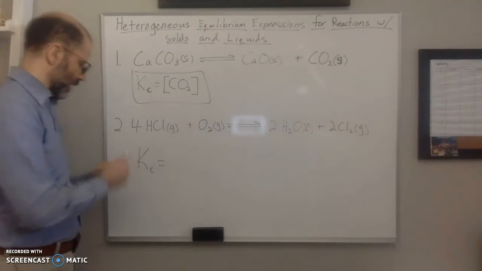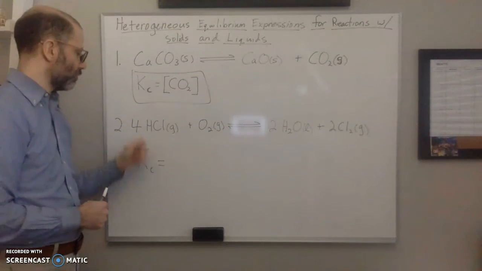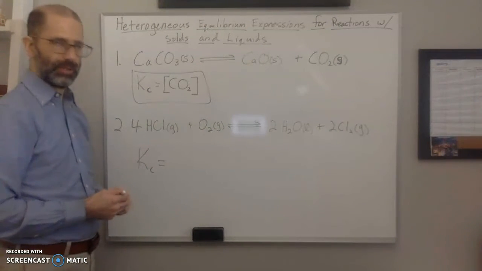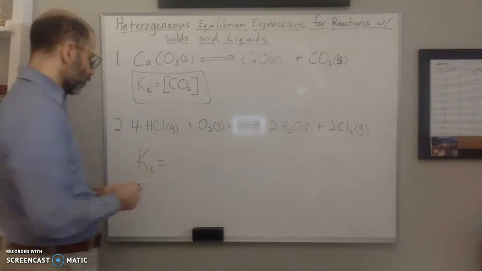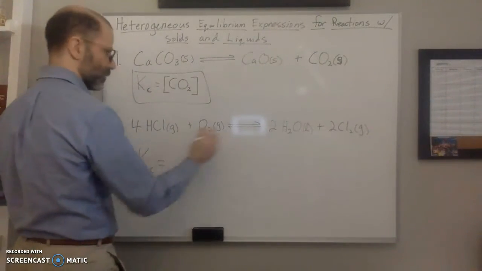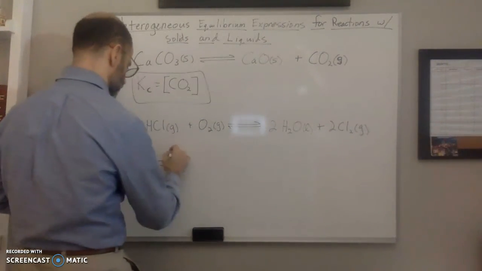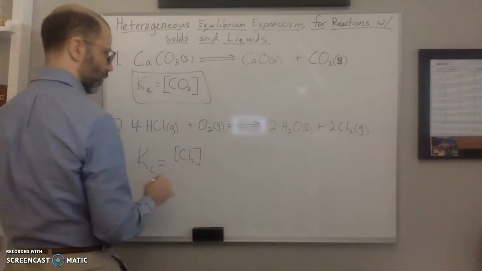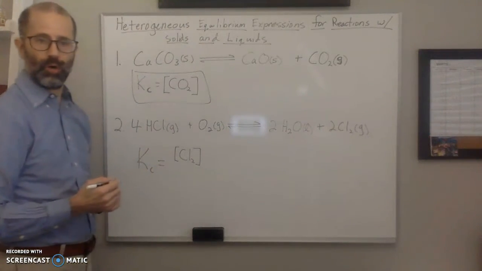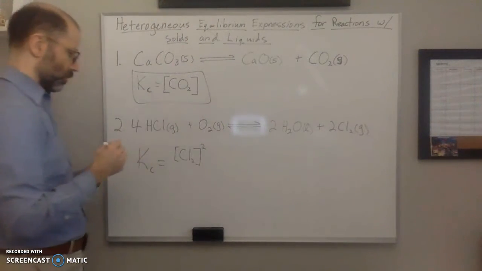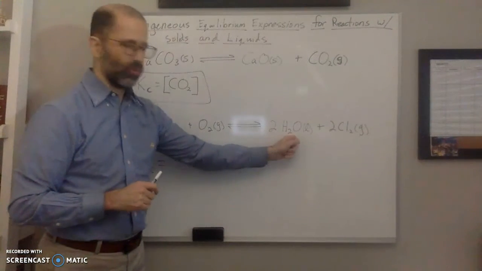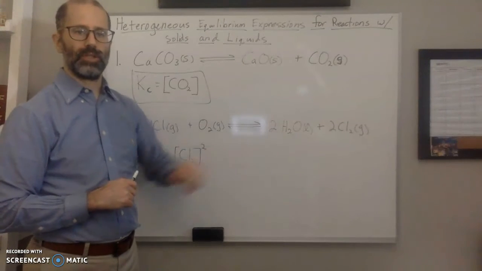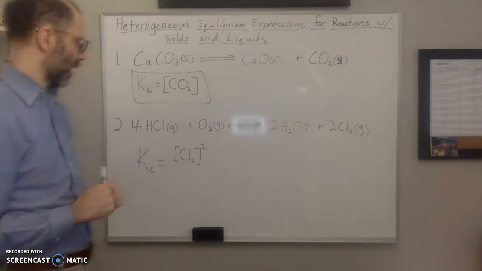So again, it's asking for Kc, so even though these are gases, we're going to express this in terms of concentration. Okay, so again, products over reactants. So the only product we're going to write down is the Cl2. So we're going to have Cl2 in square brackets. We take the 2 coefficient, it becomes power of 2, so we're going to square that. And that's the only product we're going to write down. So liquid water, we're not going to write that down. Pure liquids are not in the expression.